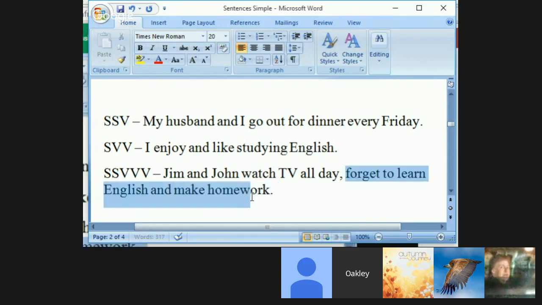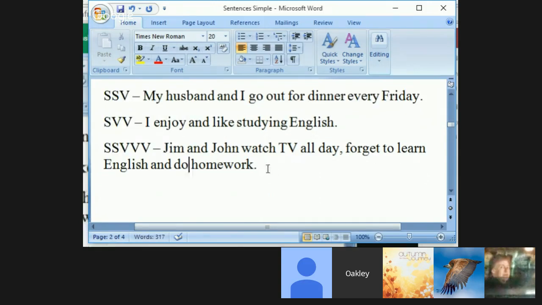Okay, and another small problem: "forget to learn English and make homework." You do homework. It's the old make and do. Which verb do you use? You use do for work. Do the dishes, do the laundry, do a paper for school, do a project for work. Anything related to work, housework, homework, you do. Do paperwork. Make is only for the creation, no? And do is for the common use, yeah?